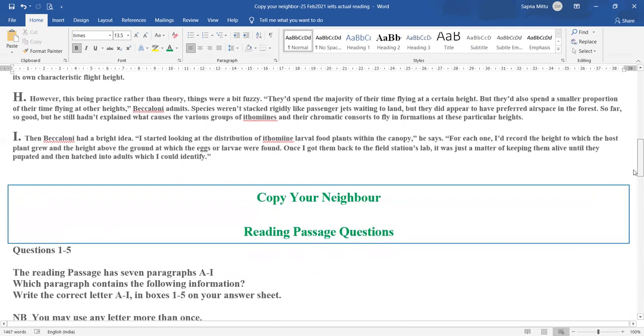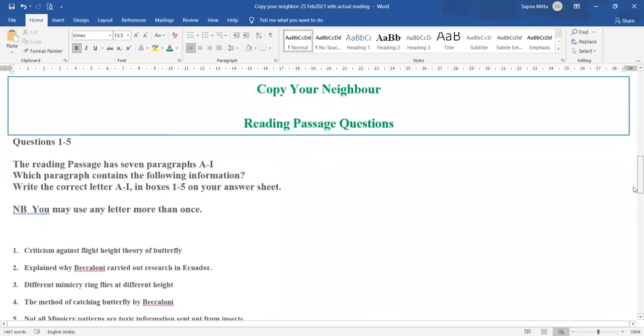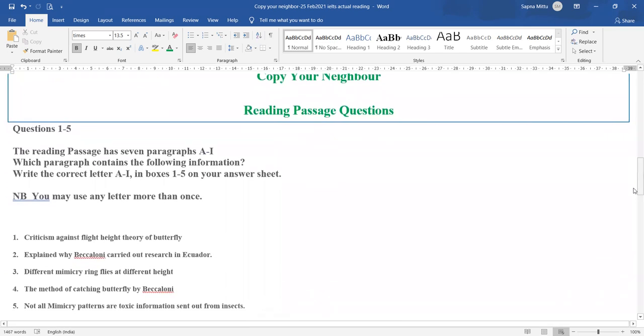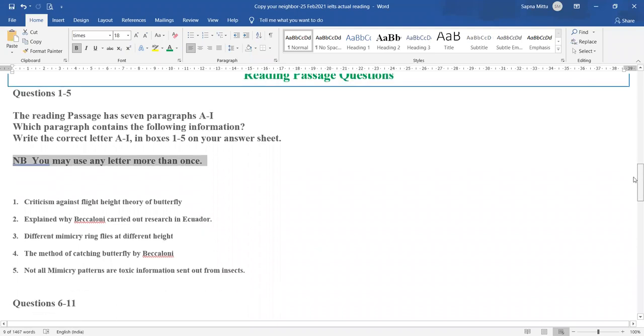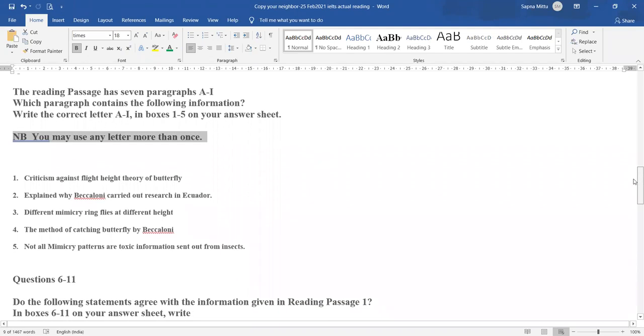Now, moving ahead, the first one is reading questions 1 to 5, and the questions are: the reading passage has 7 paragraphs. Which paragraph contains the following information? And also, there is a note given here that you must not skip. That is, you may use any letter more than once. So, what will you do? You will do like this. Okay, now there are 5 things, means there are 5 sentences. Let's go and find out what is the other set of questions.